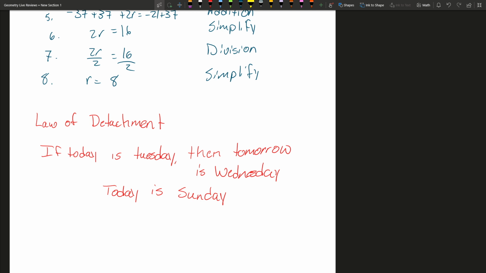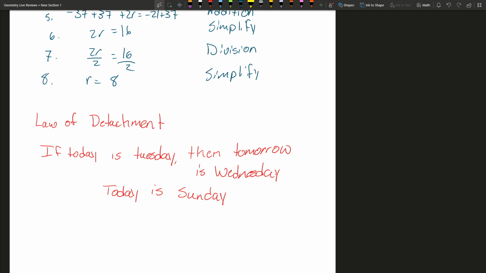Okay. Law of detachment. Law of detachment is just taking the hypothesis by itself and then, based off of whether that is true or false, determining what the conclusion will be. In this example, if today is Tuesday, then tomorrow is Wednesday. Right now we're just looking at the hypothesis, and I'm giving you that today is Sunday. Sunday is not Tuesday, so tomorrow is not Wednesday.